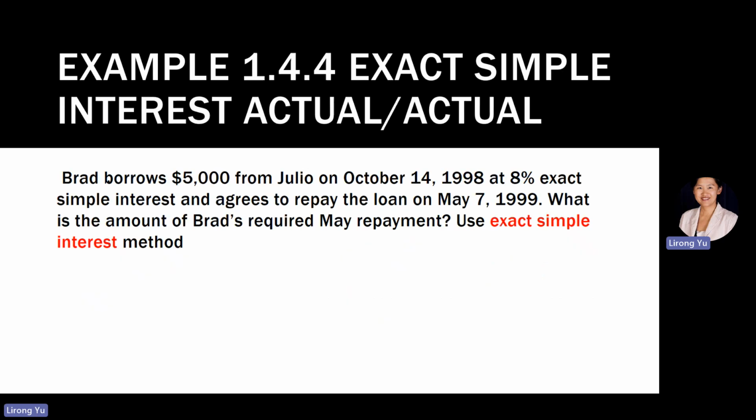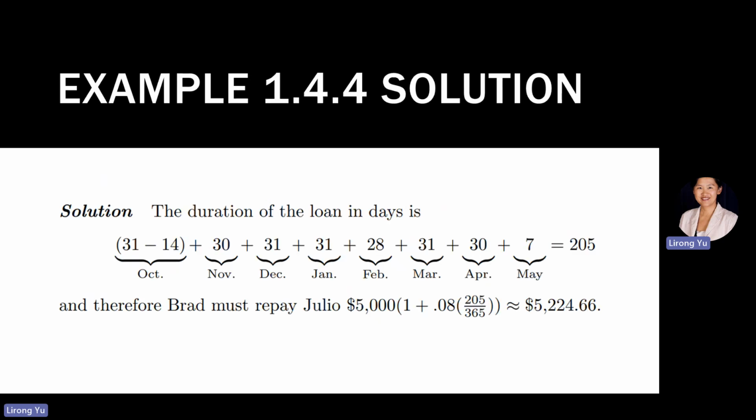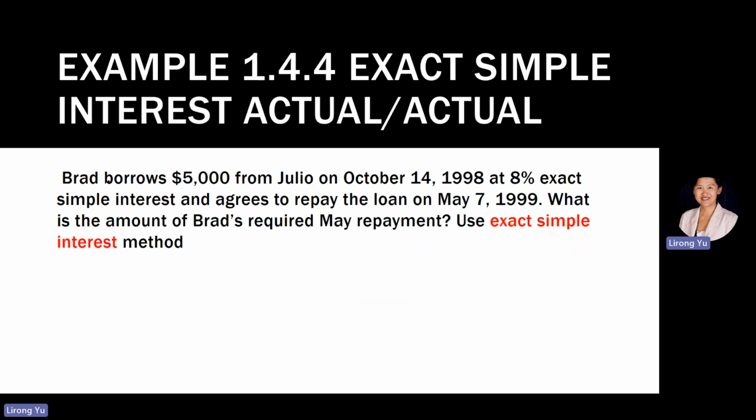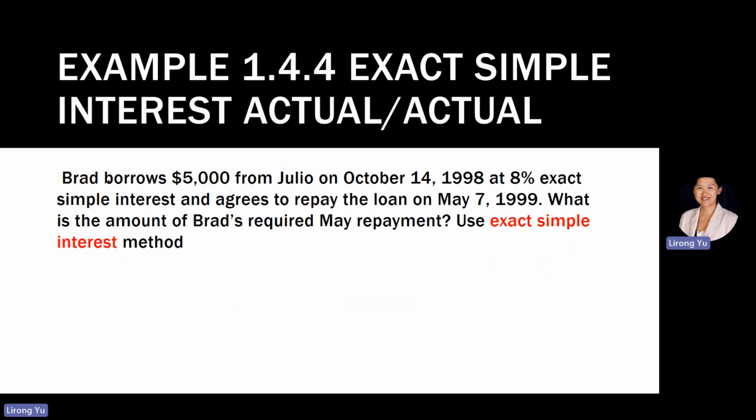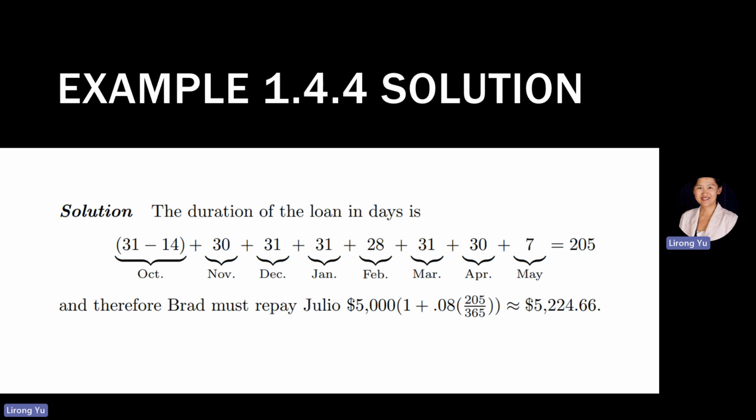We have to find out how much time has passed, from October 14, 1998 to May 7, 1999. So here is the calculation. In October, how many days are left from 14 to 31? There are 17 days, and November has 30 days, December 31, then January, February, March, April altogether, and in May 7, there are 7 days. So altogether we have 205.